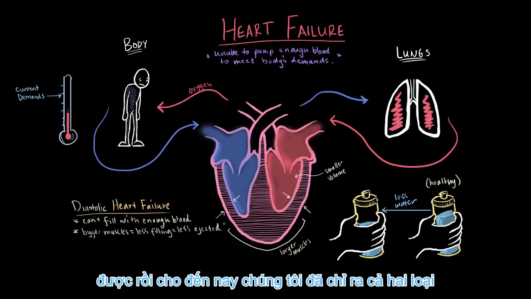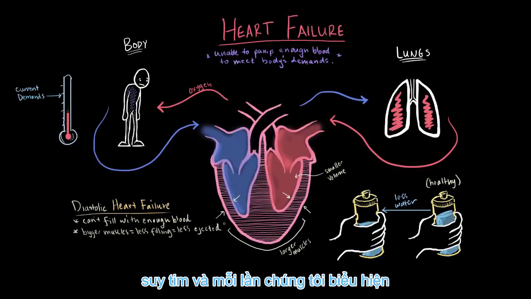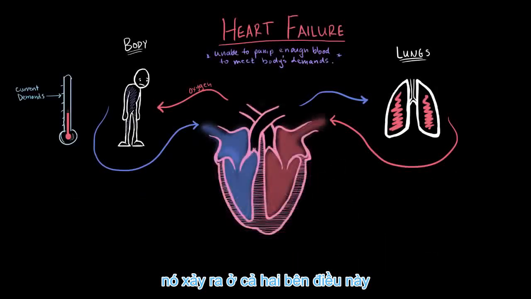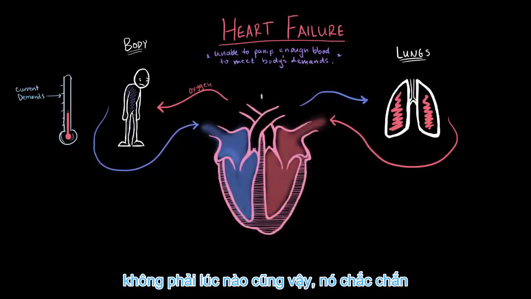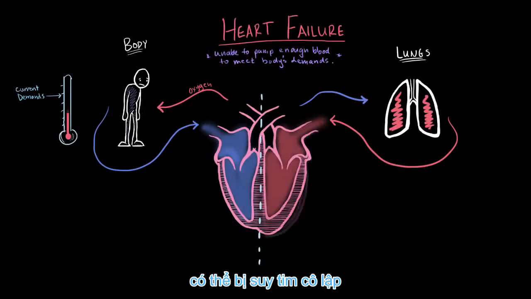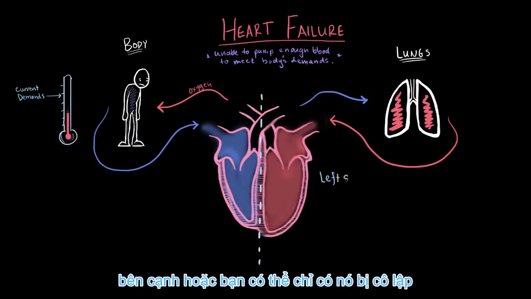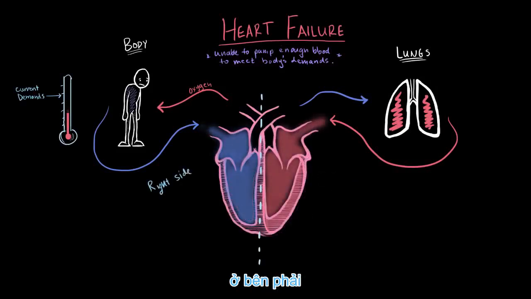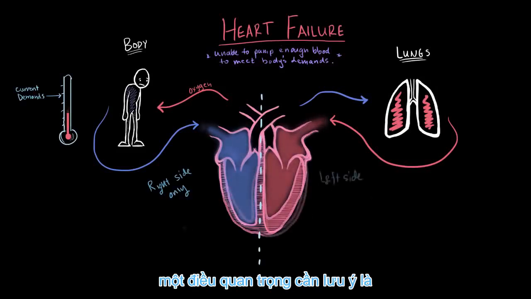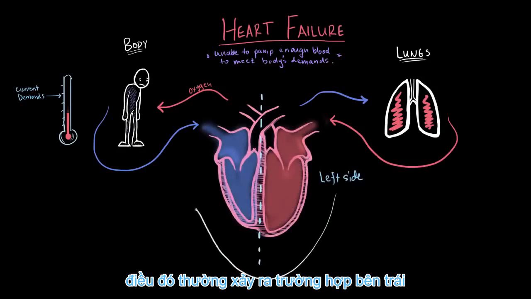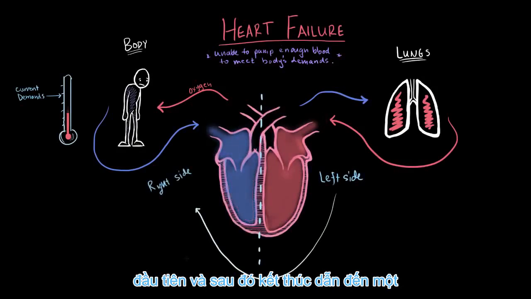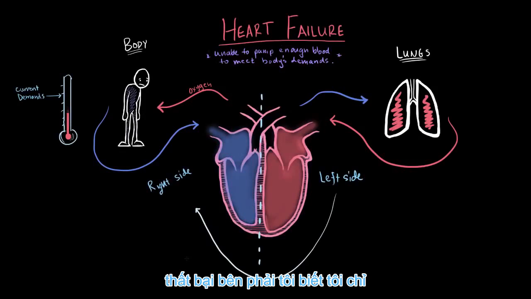Okay, so far we've shown both types of heart failure, and each time we've shown it happening on both sides. Well, this isn't always the case. It's definitely possible to have isolated heart failure, so maybe you only have it on the left side. Or you might have it only isolated to the right side. One important thing to note, though, is that usually a left-sided case happens first, and then that ends up leading to a right-side failure. I know I'm only showing systolic failure here, but I should note that this isolated failure can happen with either systolic or diastolic.